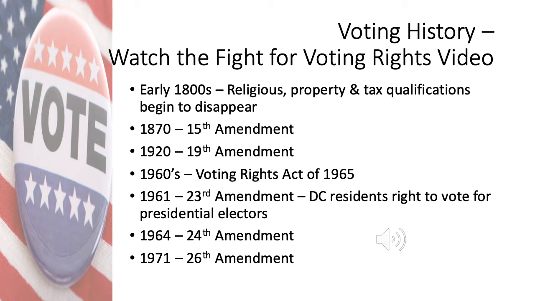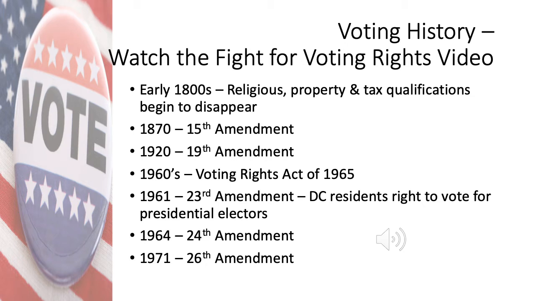Voting history is complex, so let's do a real quick understanding of how voting restrictions have changed over time. In the early 1800s, we had religious, property, and tax qualifications, and those begin to dissipate as the 1800s progress, where voting becomes more widespread and we're allowing more people to vote. By the 1870s, we have the 15th Amendment, which removes restrictions on voting based on race or color. Then you get the 19th Amendment in the 20s, which removes restrictions based on sex. We've already talked about all that.